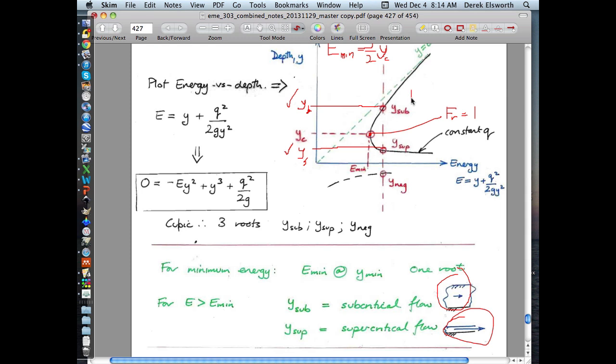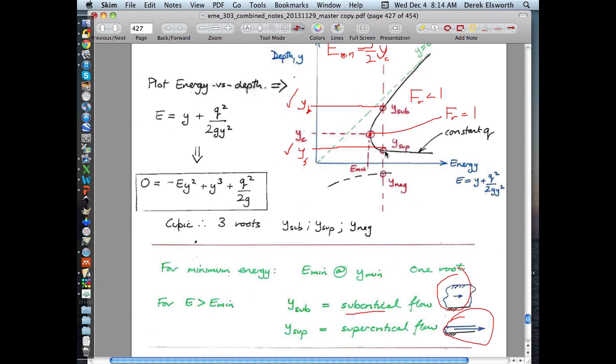This would be, sorry, less than 1. The top one would be fluid less than 1. And I won't write it out, but that's subcritical. So that's this one, the deep flow. And this one would be more than 1.